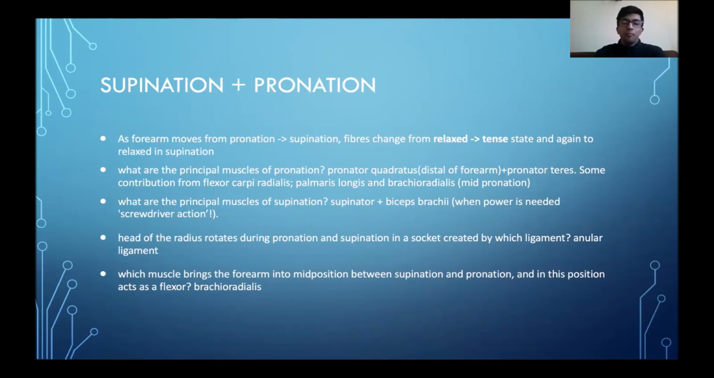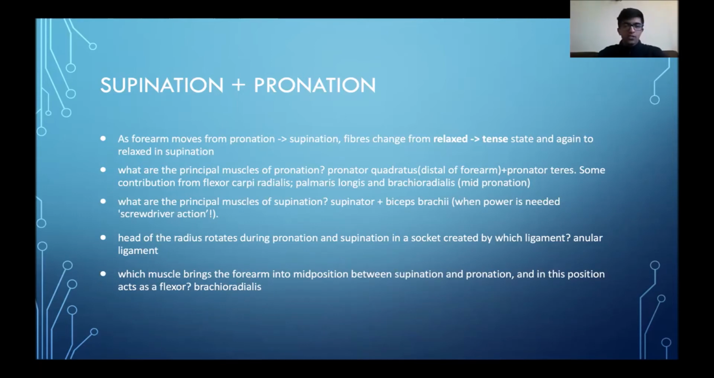So as the forearm moves from pronation to supination, the fibers change from relaxed to tense, again to relaxed in supination. If you do it on yourself, you actually feel it. Go from pronation to supination, it feels relaxed, and then it feels tense again, and it's relaxed again in supination. It's really weird, and it actually feels really cool that you can feel it.